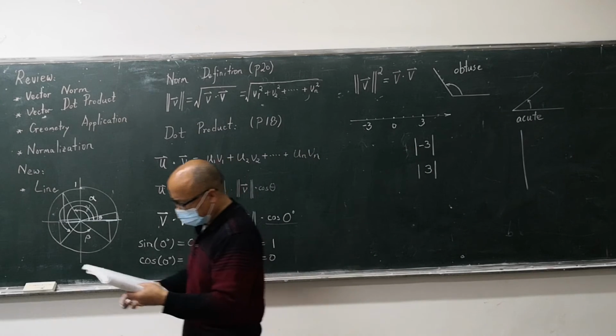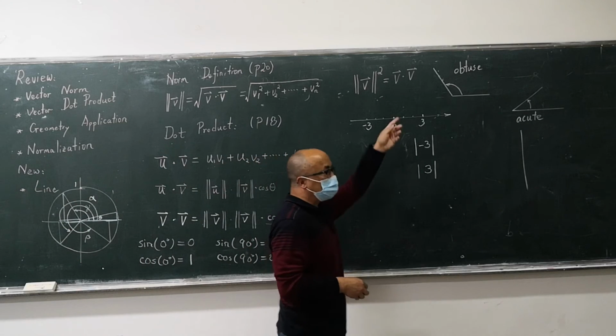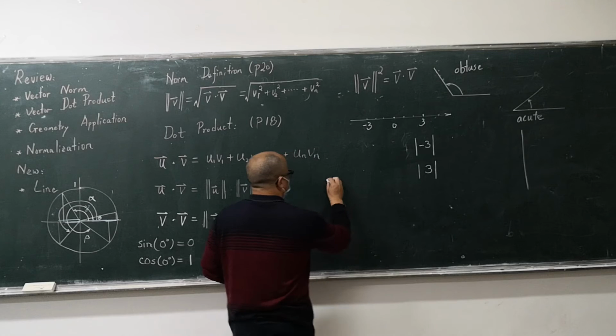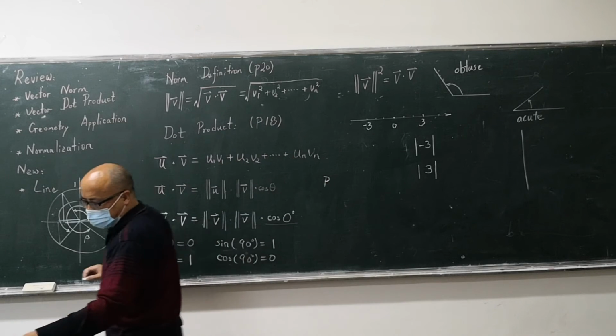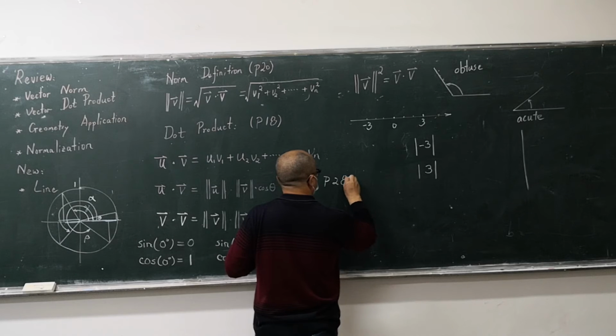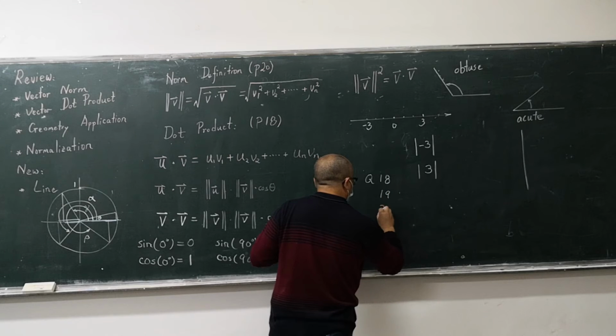And another one, my favorite, this one. Right angle. I don't draw it here. Do I need to write down? Page 29, question 18, 19, 20.